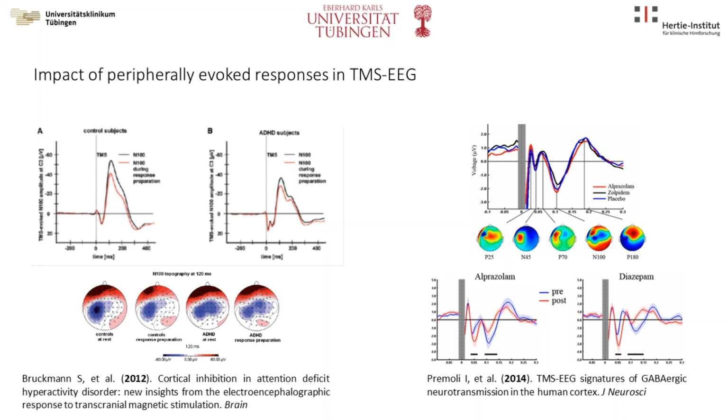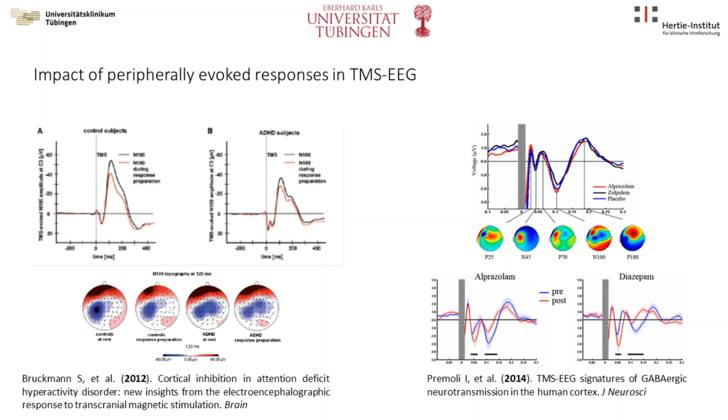And how can these impact TMS EEG experiments? Well, here we have two examples. On the left, a study demonstrating a significant reduction of the amplitudes of the EEG response to TMS around 100 milliseconds in patients with attention deficit disorder. On the right, we have a pharmaco-TMS EEG experiment also demonstrating a significant reduction of the amplitudes of the EEG response to TMS around 100 milliseconds when subjects take benzodiazepines.